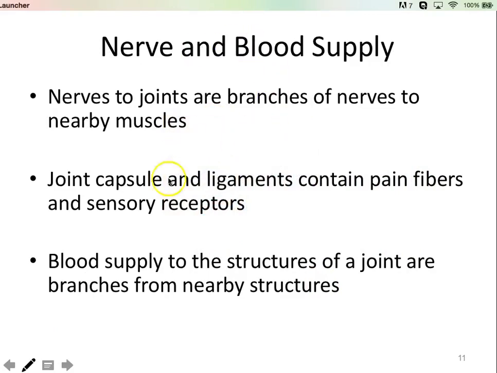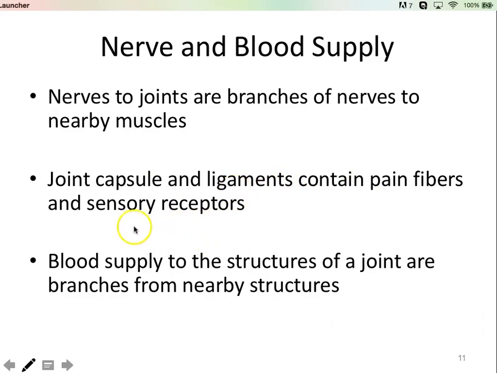All right, so basically all I'm trying to say here is that joints are going to be innervated. The nerves that go to nearby muscles will have branches that also go to the joints to provide innervation to them. The joint capsule and the ligaments contain pain fibers. If you've ever sprained something, either torn a ligament or stretched it, you know it hurts, right? Because there are actual pain receptors there.